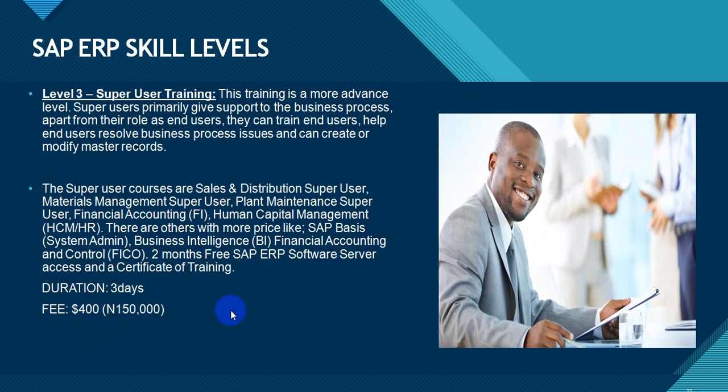Then you have the 3rd level, which is the SAP Super User Training. This training is a more advanced level. Super users primarily give support to the business process apart from their role as end users. That means they can work as end users also. They can train end users, help end users resolve business process issues, and can create or modify master records.